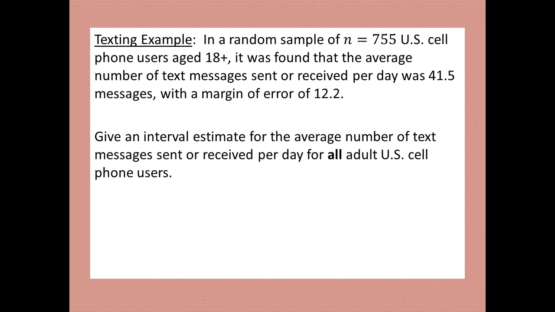For another example, we have a random sample of 755 US cell phone users aged 18 and up. We have a sample mean of 41.5 text messages sent or received per day, with a margin of error of 12.2. If we want to give an interval estimate for the parameter, the mean number of text messages sent or received per day for all adult US cell phone users, we have the two pieces. This is pretty quick: 41.5 plus or minus 12.2, and you get the endpoints. I made the initial part in blue toward the bottom a little more specific this time because we know what the statistic is. It's a sample mean here. This is for a mean, not for a proportion, so the notation for a sample mean is x bar.